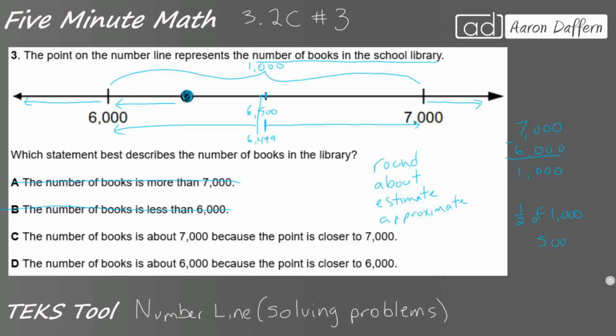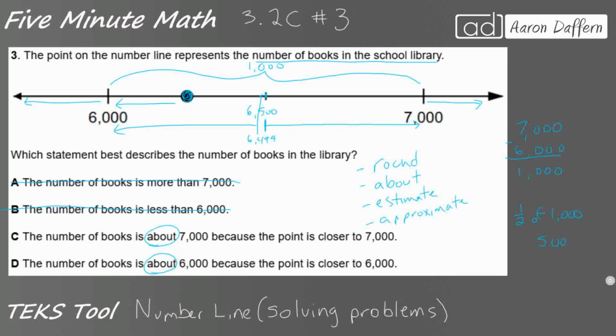So we're between C and D. The number of books is about. All right, so this is what I was talking about. When we see these words about, round, estimate, or approximately, it means we're going to round the number. We don't need the exact answer. So we do need to round. Is it about 7,000 or is it about 6,000?